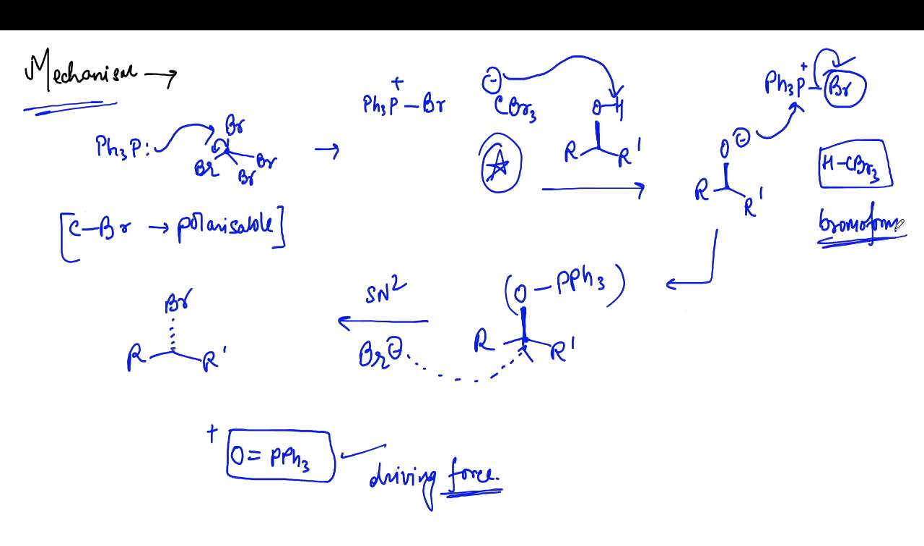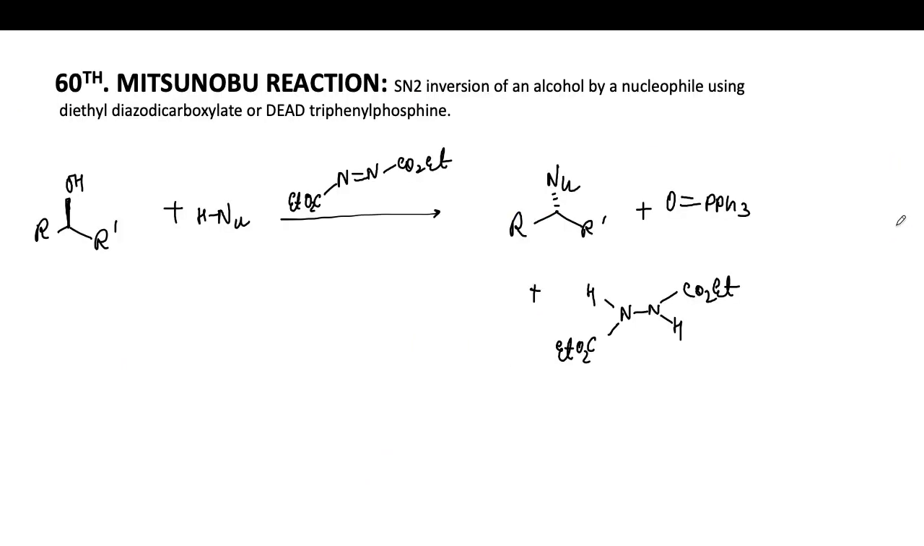Let's see what is next. Next is your 60th name reaction, the Mitsunobu reaction. Why do we have this reaction over here? Because as you can see, you have a similar reaction. You have taken the chiral alcohol, the exact same alcohol that we have taken in the previous slide. And over here you see you are having a protonated nucleophile, HNu, in the presence of a dead molecule.